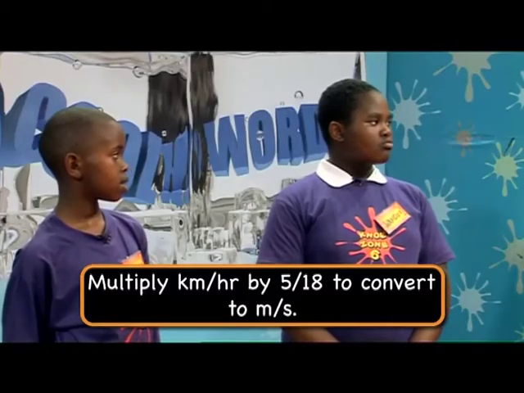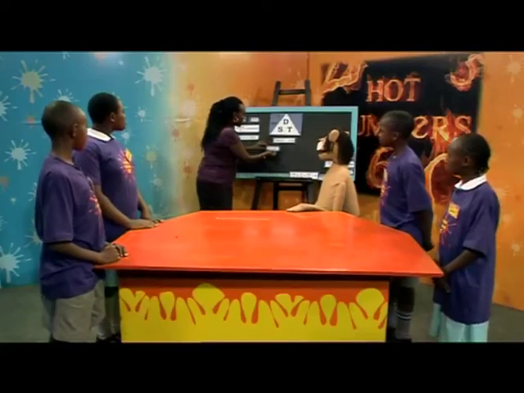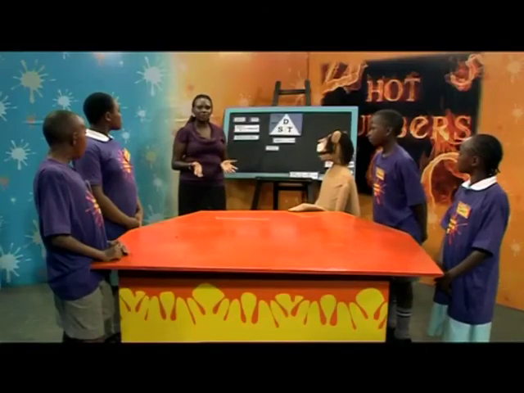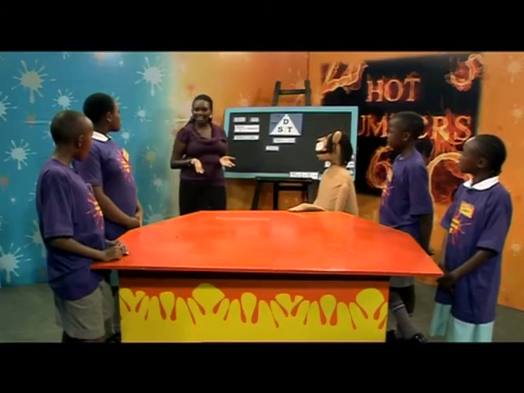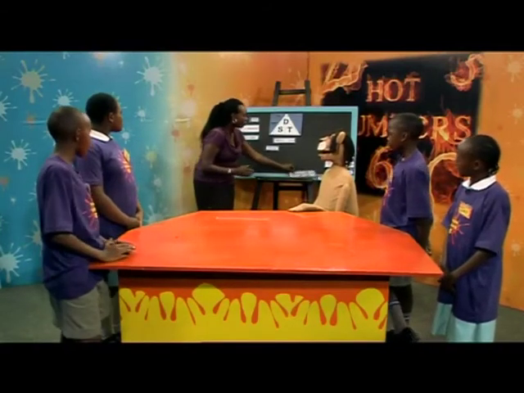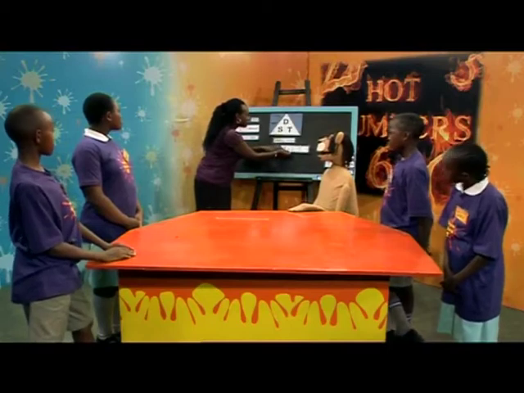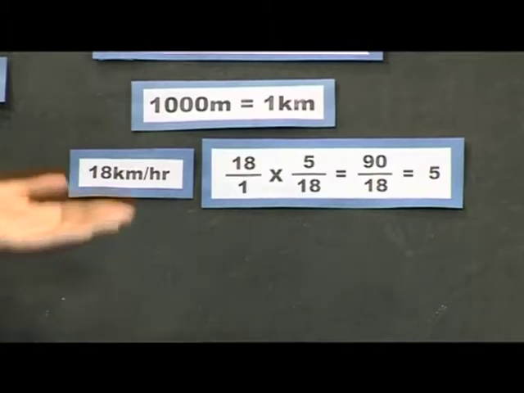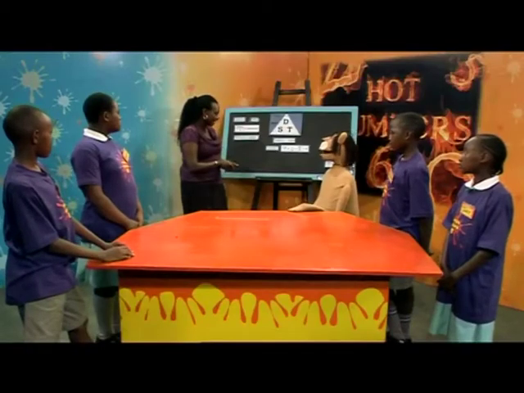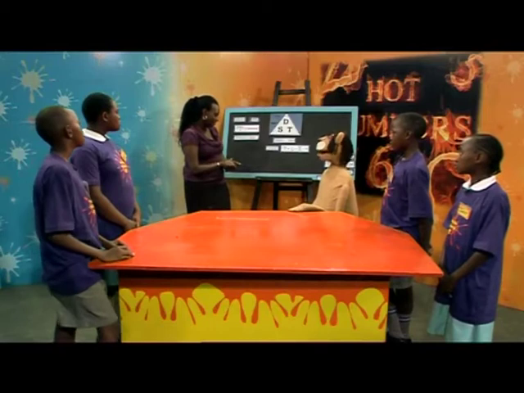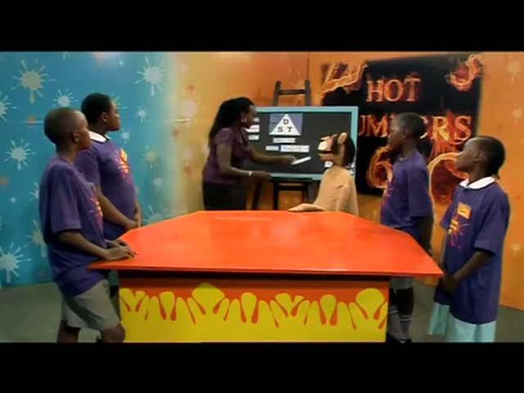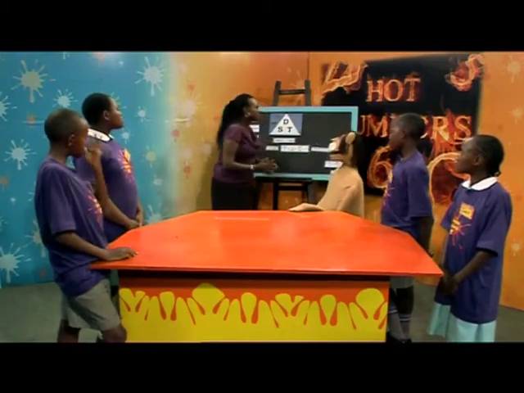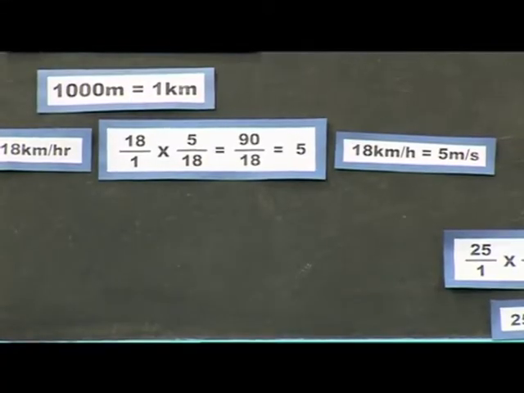Let's have a look at an example. So with 18 kilometers per hour, it means we are traveling 18 kilometers in 1 hour, which we can express as 18/1. So what we do is multiply 18/1 by 5/18, which gives us 90/18, which gives us 5. Therefore, we can say 18 kilometers per hour is the same as 5 meters per second.